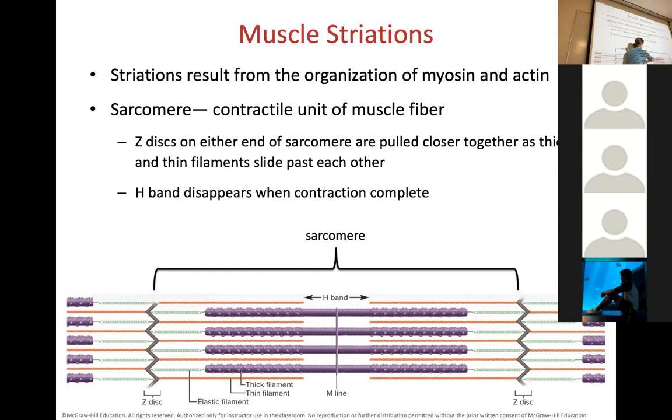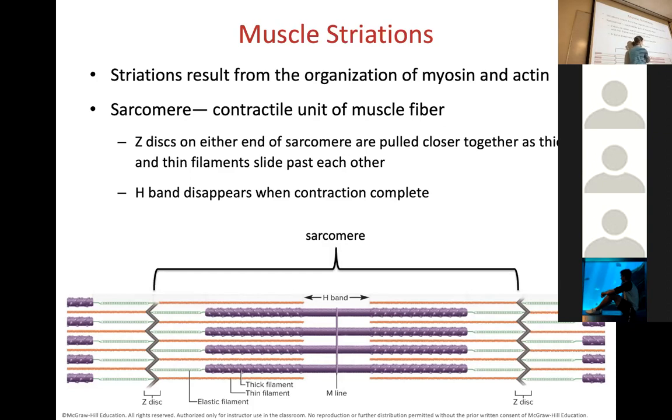The H band is this area here, and this is a relaxed muscle. So the actin filaments are not anywhere near each other. These orangish things are the actin filaments. When they're separated like that, you have this H band in the middle. That's a resting muscle. When the muscle contracts, that H band essentially disappears.